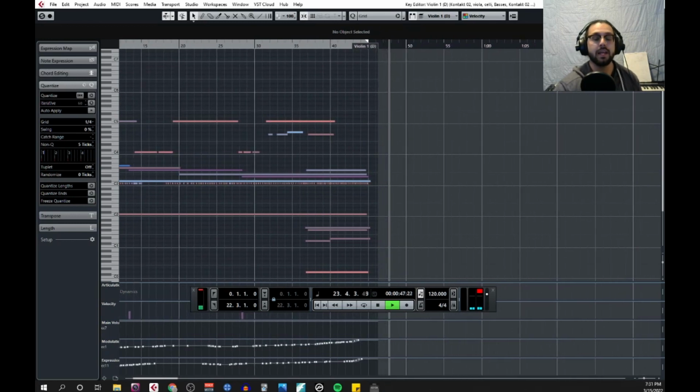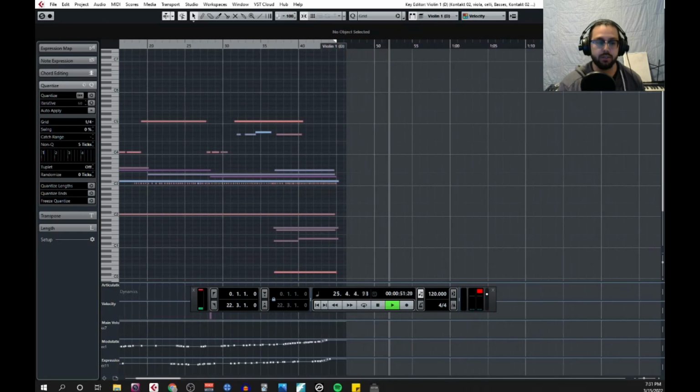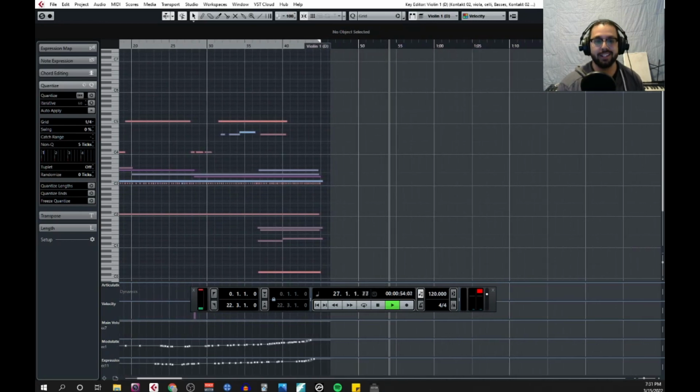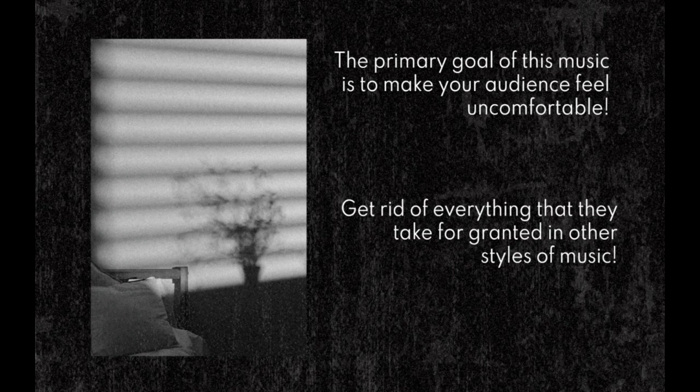So there we go. A simple, quintessential, cliche, scary music. Let's take a look at how I wrote it. So at the core of this entire template is the idea that you want to make your audience feel uncomfortable. And one of the simplest ways you can do this is to just take away everything that they take for granted in most music.